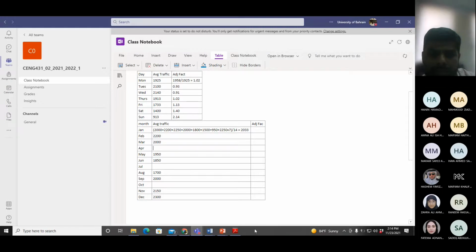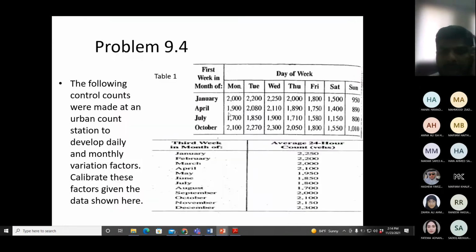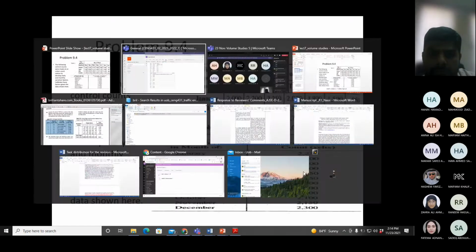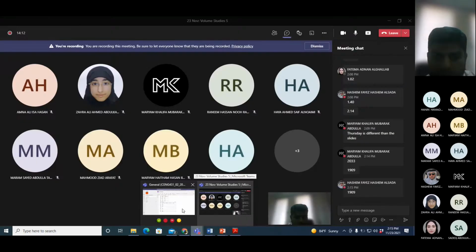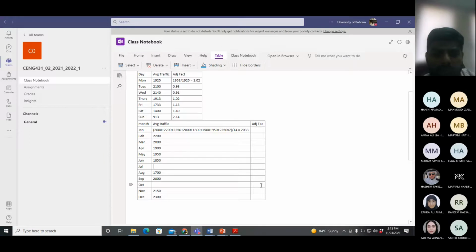And for April, give me the value for April. So again, add all these 7 values plus 2100 into 7 divided by 14. How much is it? $1909. Okay.